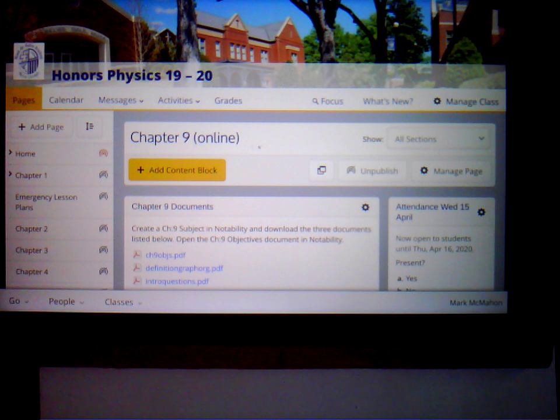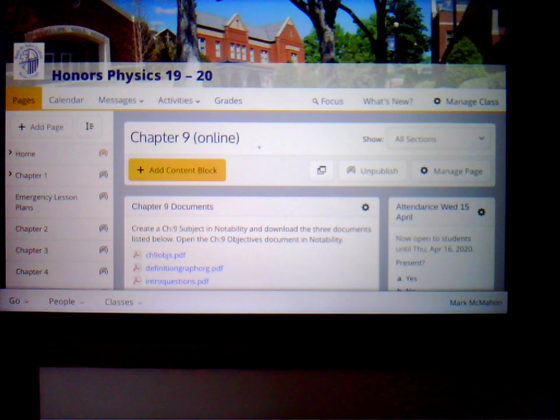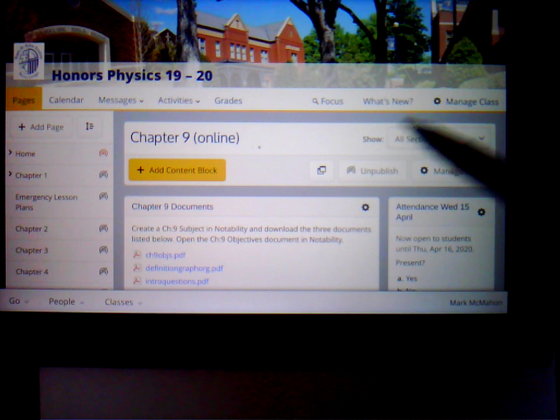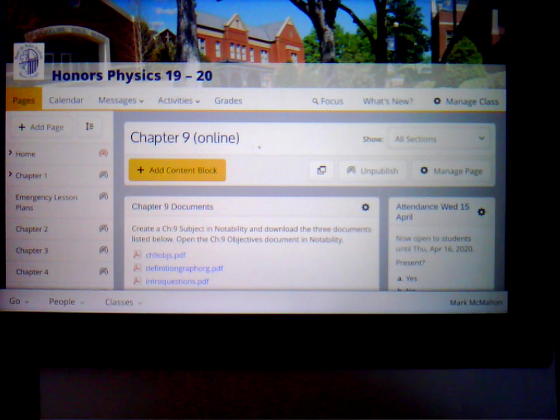We're now starting chapter 9. It's actually entitled Momentum and its Conservation. So you should go to Notability. You need to download these 3 documents.